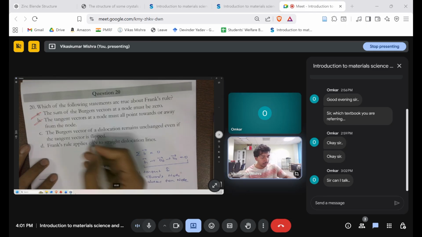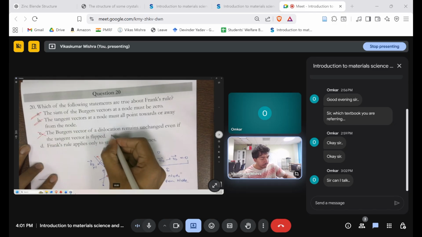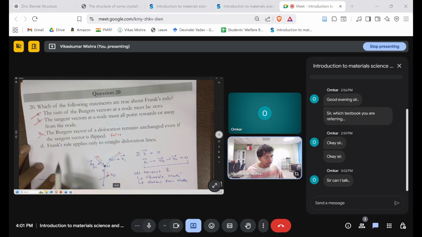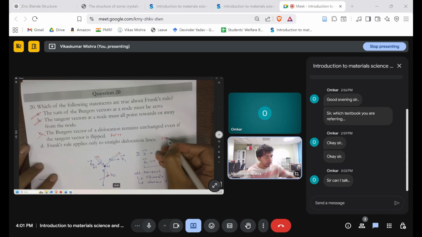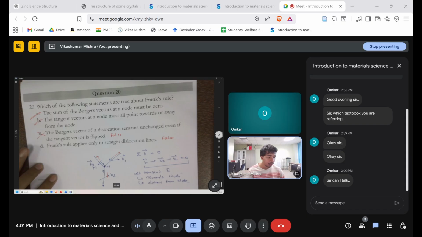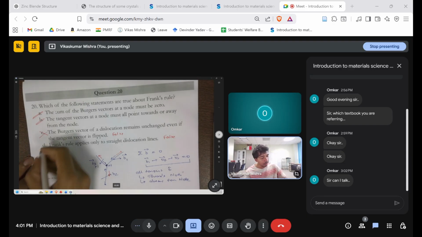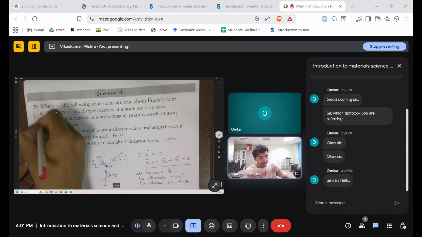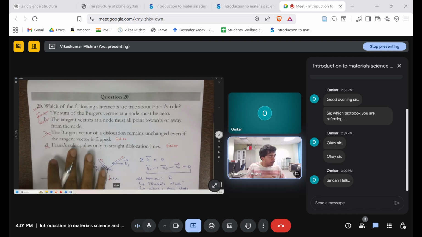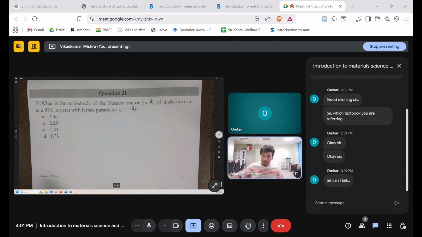No, right? It's false. Frank's rule applies only to the straight dislocation line. This is false. It can be applied to all dislocation lines. Okay, sir. So options A and B were correct. Great, let's move ahead to the next part, question number 21.